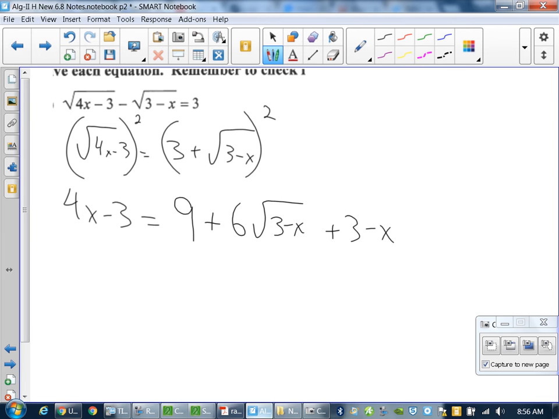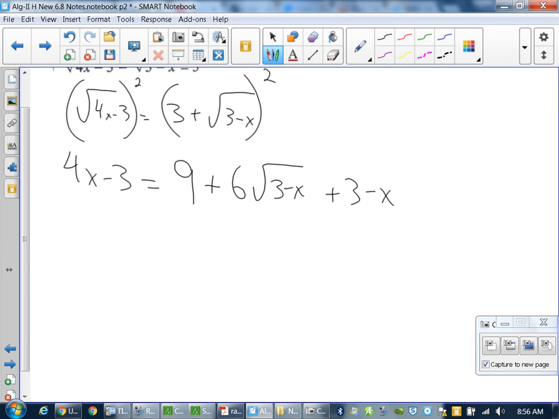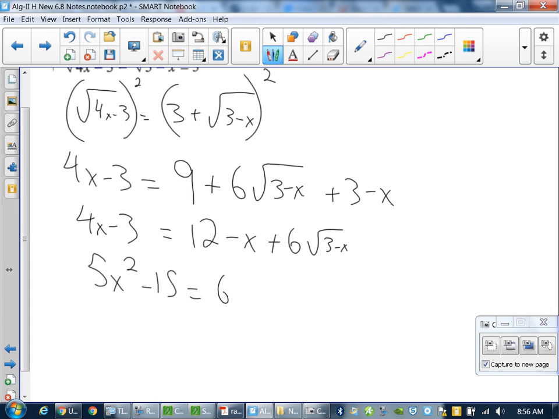Which number is this? 27. Three times this plus 3 times this, FOILing it out. So now I have 12 minus x plus 6 root 3 minus x here. So I'm going to move the 12 and the x over to the left, and I'm going to get 5x minus 15 is 6 root 3 minus x. I was getting ahead of myself because I know I'm going to have to square it again. Like I just said, I still have another radical, which means I need to square it once again. That's 6 times 6.